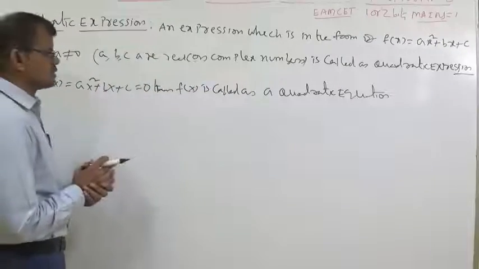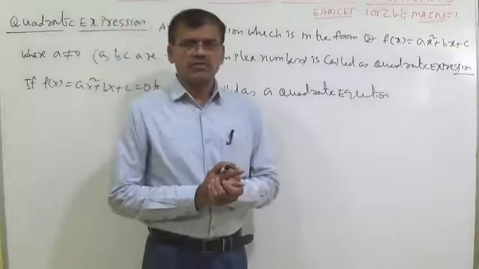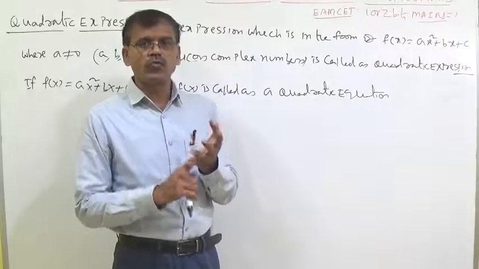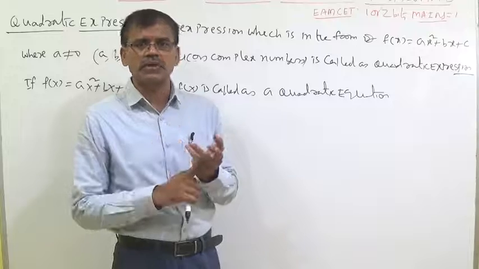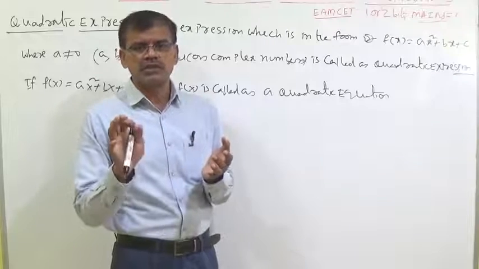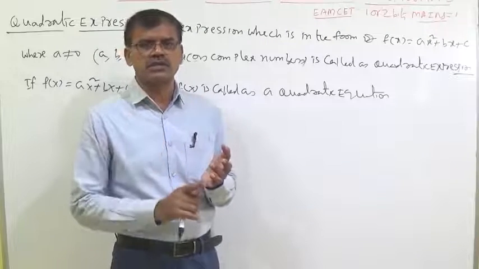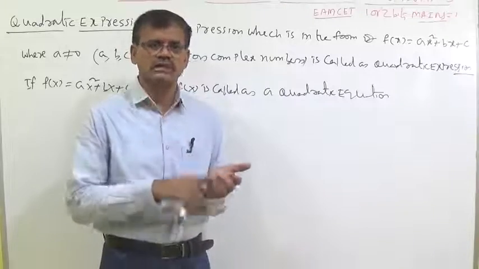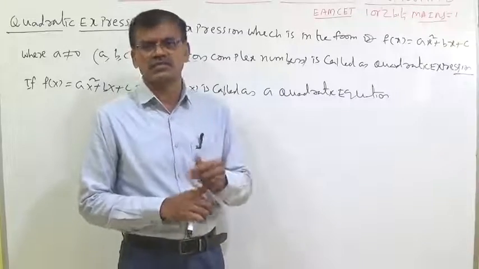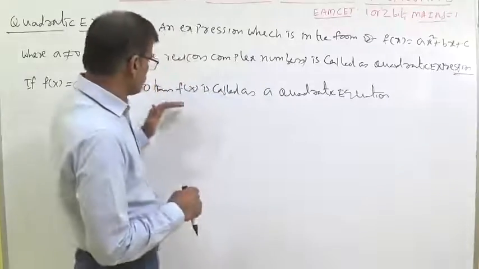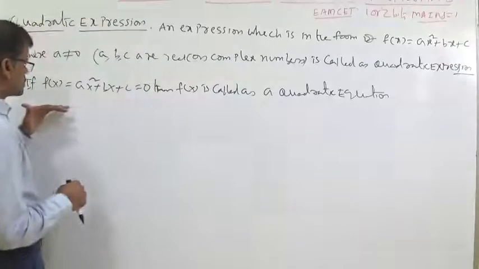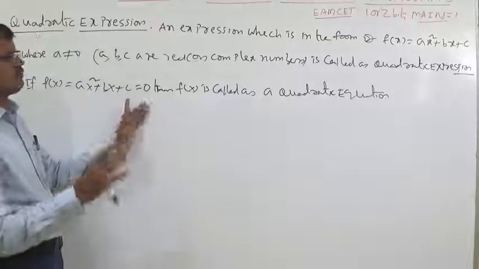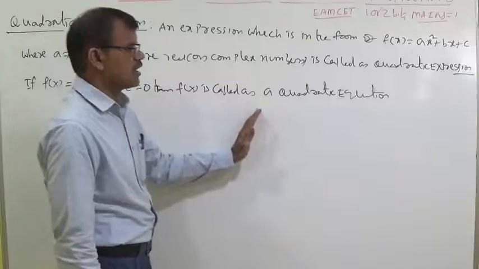Whenever an equal to sign is there, it is called an equation. For a polynomial or monomial or binomial or trinomial, if you write it simply without equal to 0, it is called an expression, and whenever you put equal to 0, it is called an equation. You have already learnt this in 6th or 8th class, I think. Whenever you put equal to 0, the expression becomes an equation.